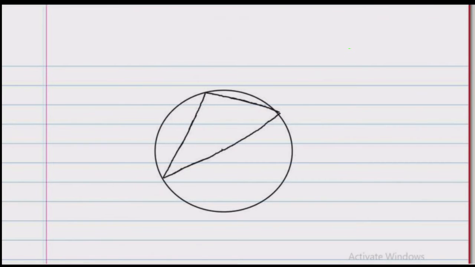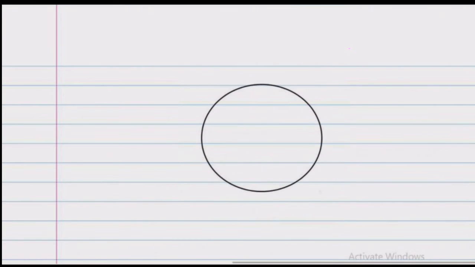Now, if I have a line that passes through the center, this angle that is subtended by my diameter is equal to 90 degrees. So this angle over here would equal 90 degrees simply because it is subtended by what? A diameter. This is theorem number 3. Moving on to theorem number 4.